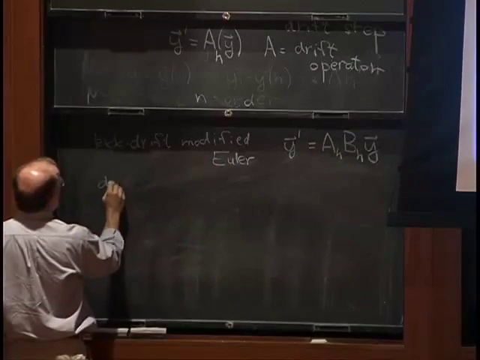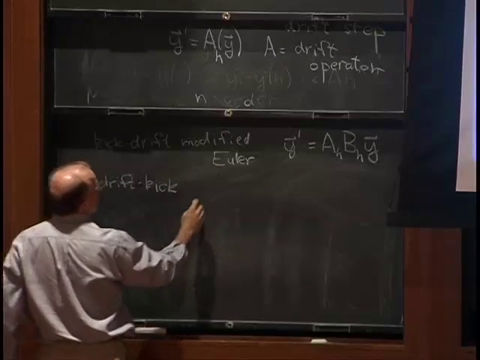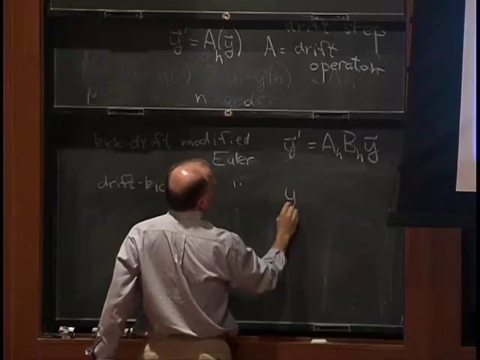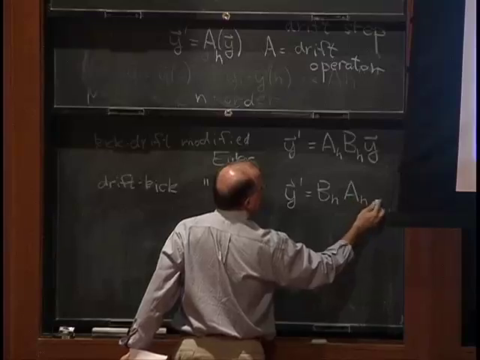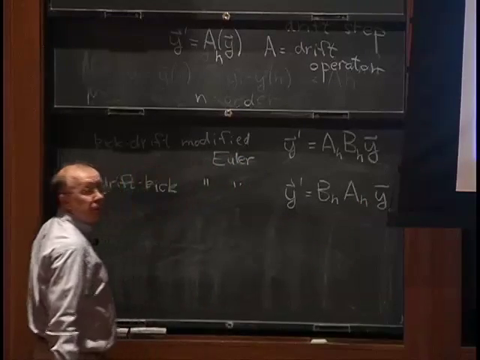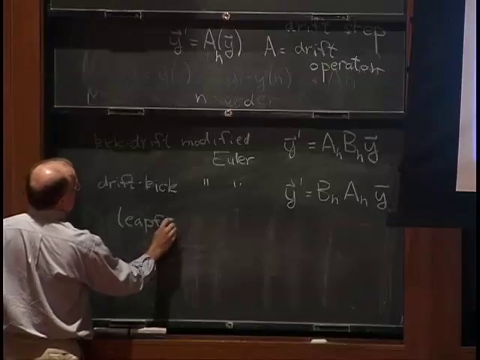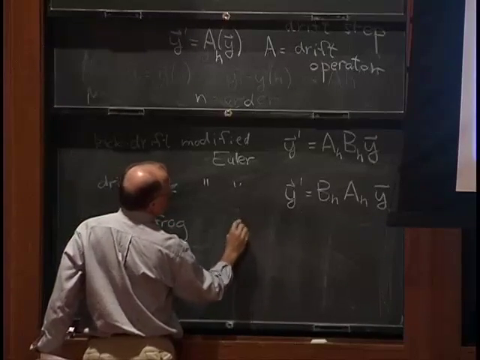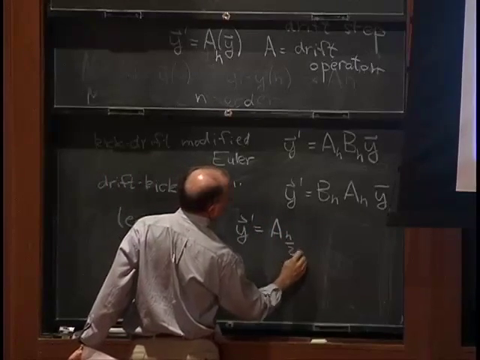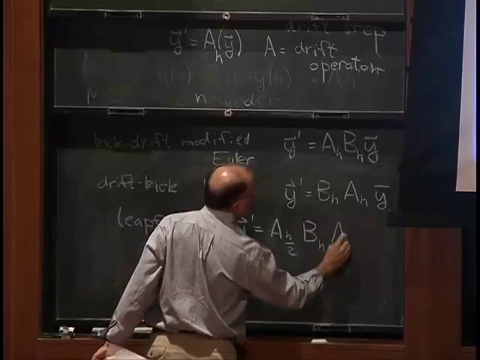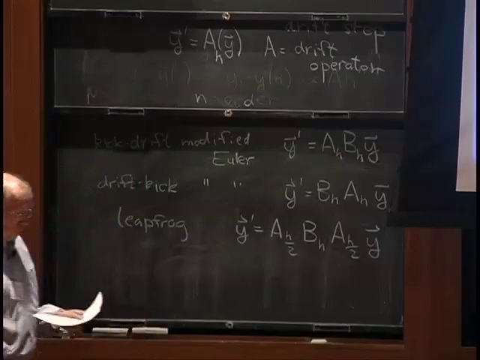If I do drift-kick modified Euler, it's just y prime is B_h A_h of y. And then, of course, Leapfrog is just y prime equals A_h/2 B_h A_h/2 operating on y.